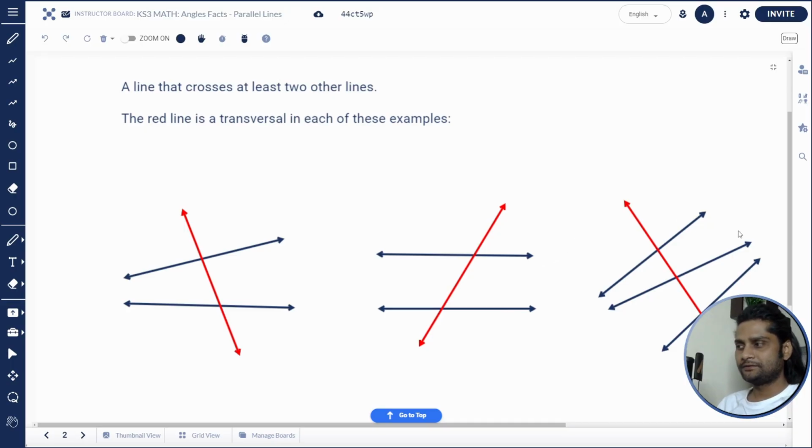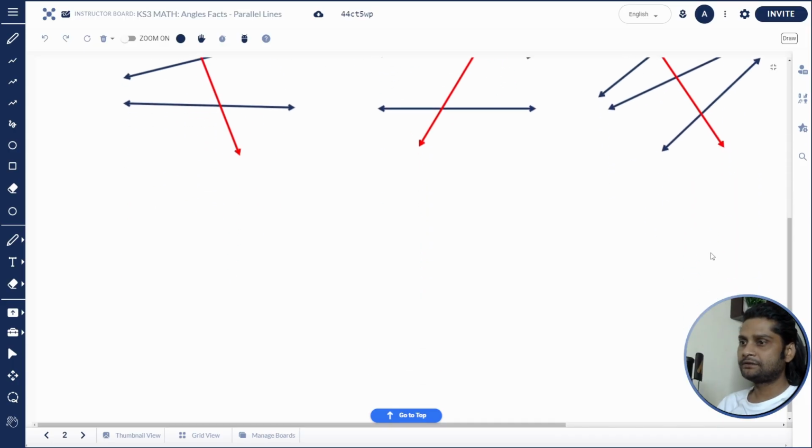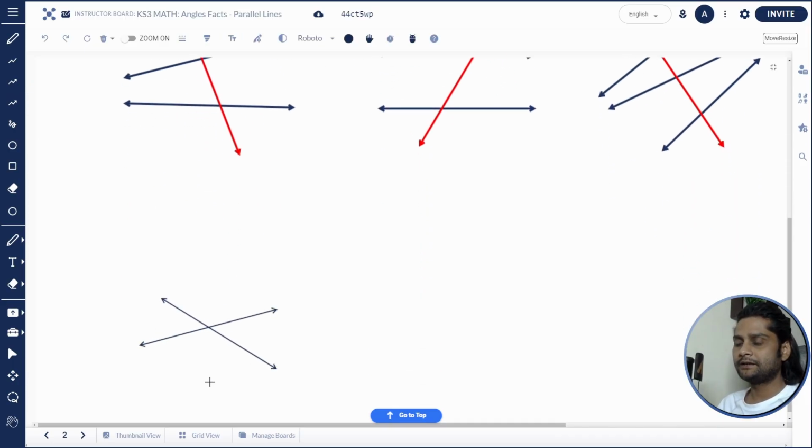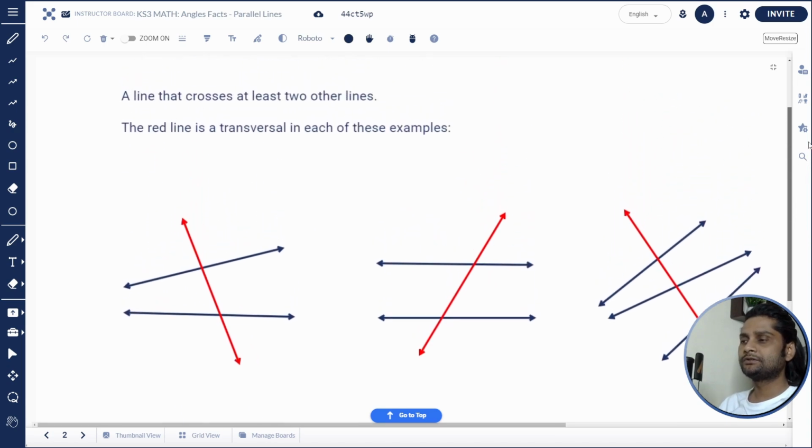Okay, and don't be confused with intersecting lines. Let's say if you just have two lines, there is no third line. Okay, so none of them are transversals, they are just intersecting lines. A transversal is something which intersects two or more than two lines together. Just like the red one here intersects two lines here, two here, and even three here. All the red lines are said to be transversals.